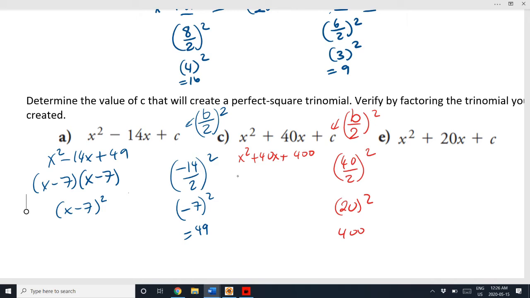Great work. x plus 20 and x plus 20. And this can be rewritten like this, x plus 20 squared.